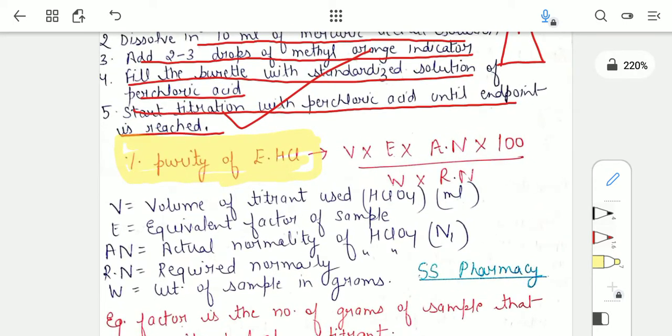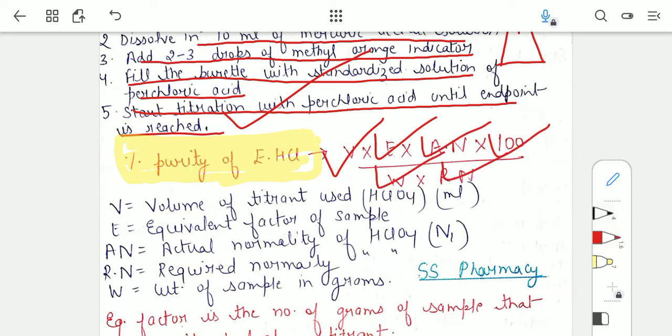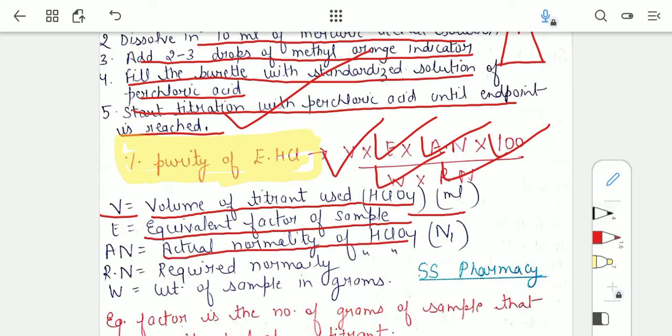So for the percentage purity, we find how much sample is present. The formula is V into E into AN into 100 upon W into Rn. V stands for the volume of the titrant used. Titrant is perchloric acid. E is the equivalent factor of the sample. Sample is ephedrine hydrochloride.